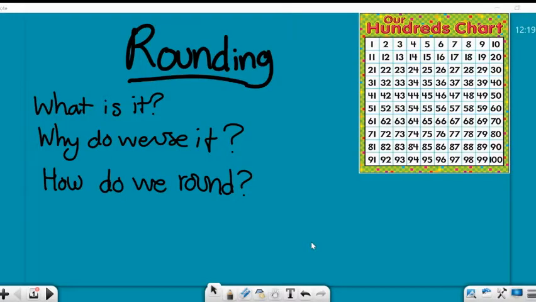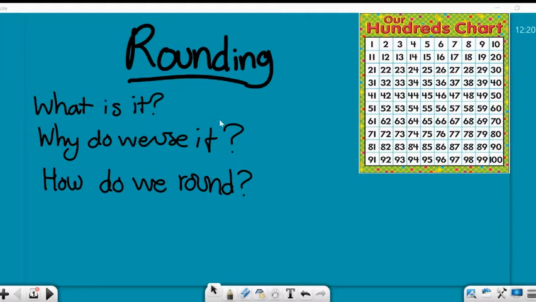Hey guys, so today we're going to be continuing our conversation about rounding. Remember our three important questions. What is rounding? Why do we use it? And how do we actually round? So, to answer our question of what is it, remember rounding is when we take those exact numbers like 41, 37, 84, and we make them more friendly. So, rounding is when we take those exact numbers and we make them friendly numbers that end in zero.